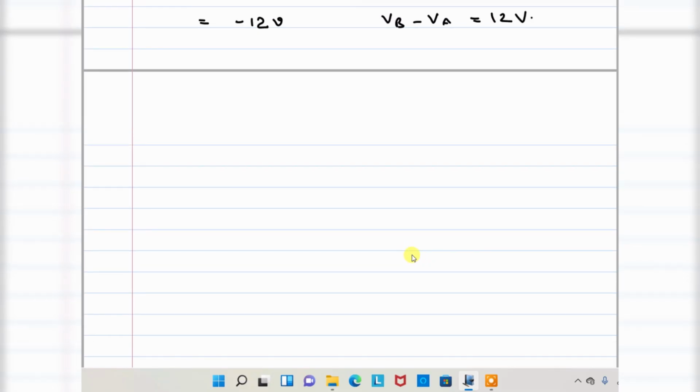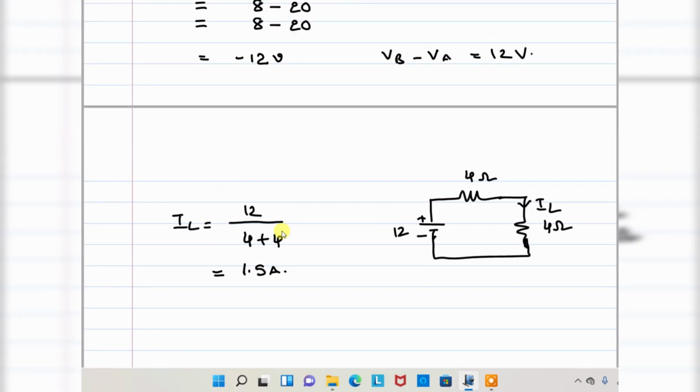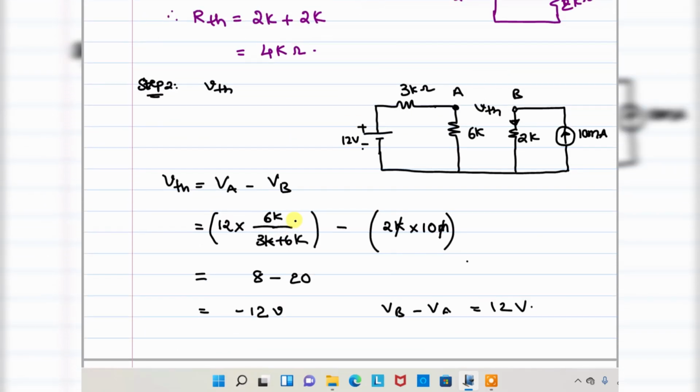So finally our circuit will have Thevenin's voltage 12 volts, Thevenin resistance 4 kilo ohms, as well as load resistance of 4 kilo ohms. You want to find the current IL. IL is equal to VTH, that is 12, divided by RTH plus RL, 4 plus 4. 12 divided by 8 is equivalent to 1.5 amperes. Is it okay? So this is the solution.